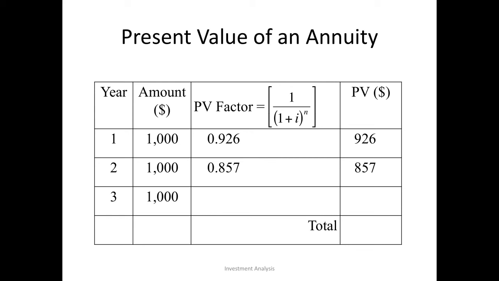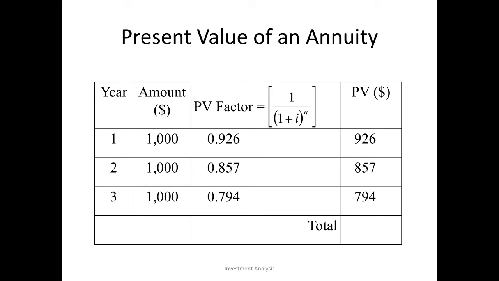And then lastly, we're going to receive $1,000 at the end of year 3. What we need to do is discount that back to the start of year 1, and we'd again apply the present value factor like we had done in the 2 previous years, only now n is going to be equal to 3, and that's because I have to discount that $1,000 I've received at the end of year 3 back 3 years. And when I do that calculation, it is 0.794. And so the dollar value amount in present value terms is $794.